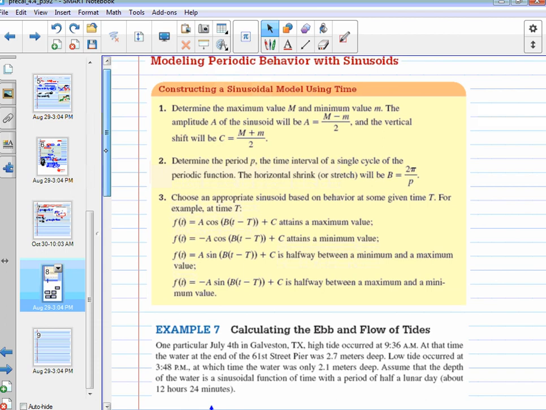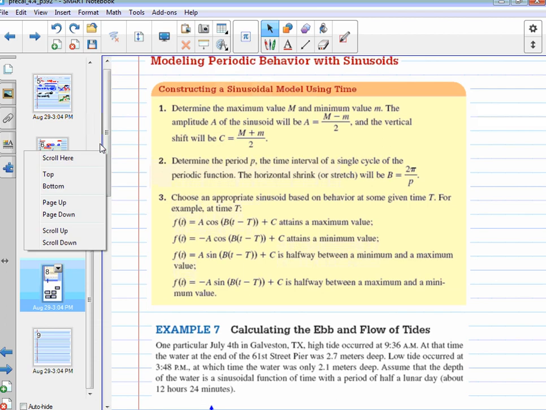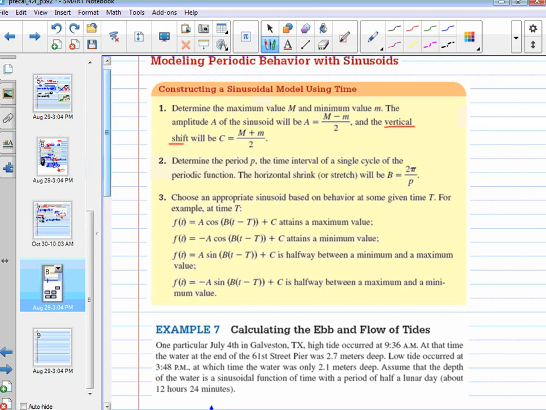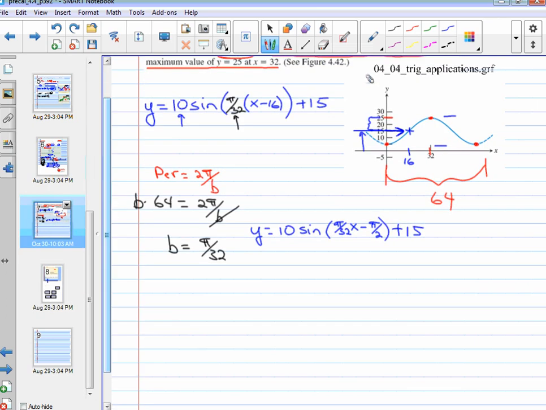Last thing. When we are modeling things that have sinusoidal behavior, if you want to figure out the vertical shift, which is K, if you're using the same letter, they switched letters on us here. If you take the maximum number plus the minimum number and divide it by 2, you will get the vertical shift. Let's try it back here. Maximum was 25, minimum was 5. 25 plus 5 is 30, divided by 2 is 15. Vertical shift is 15.